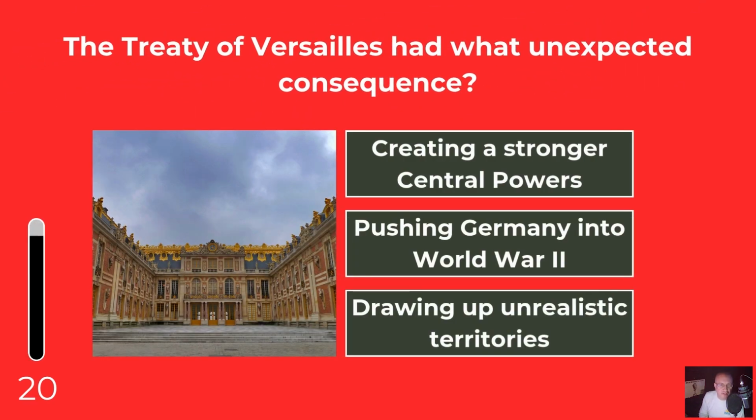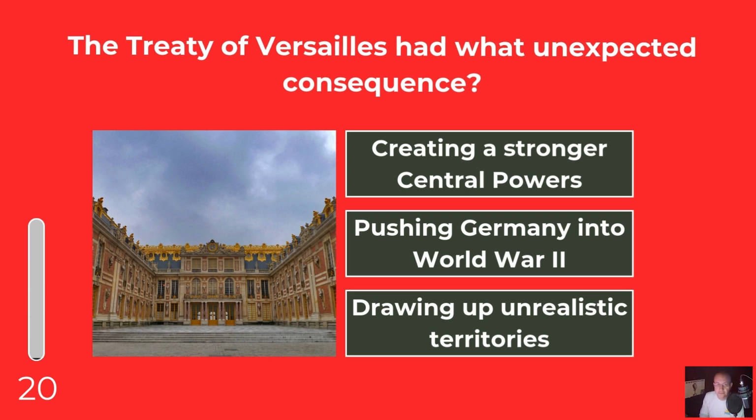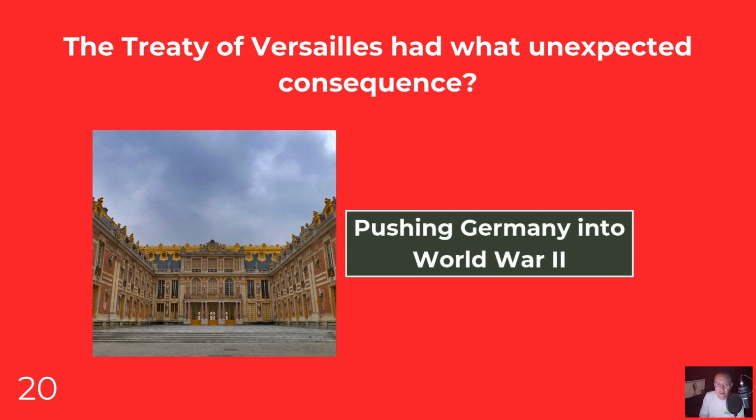The Treaty of Versailles had what unexpected consequences? Was it creating a stronger Central Powers? Was it pushing Germany into World War II? Or drawing up unrealistic territories? They pushed Germany into World War II.